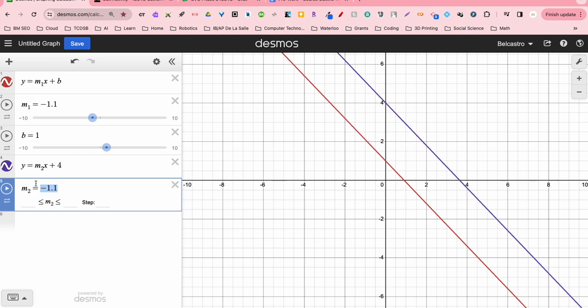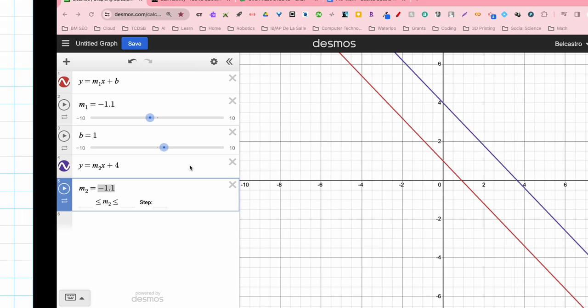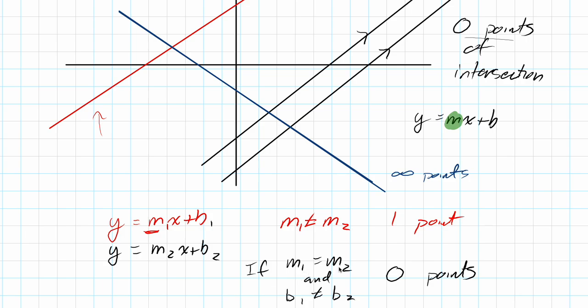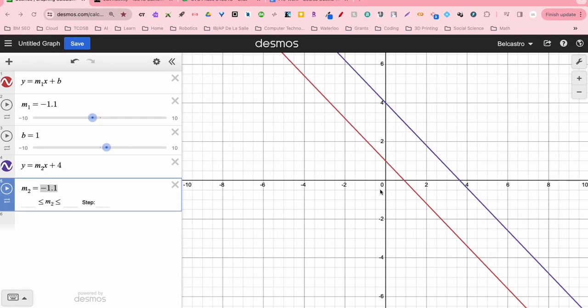They're the same. So this brings us to our second point: 0 points of intersection. If m1 equals m2, we then have to do a second check, and b, we'll give this a b1 and a b2. b1 does not equal b2. So if the slopes are the same but the y-intercepts are different, we have 0 points of intersection. I was writing that down here: if m1 equals m2 and b1 does not equal b2, so those are the y-intercepts, we have 0 points of intersection.